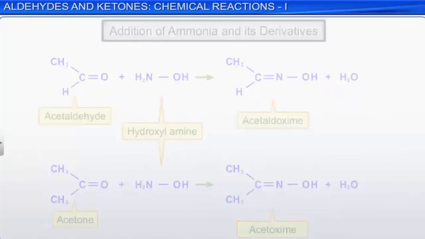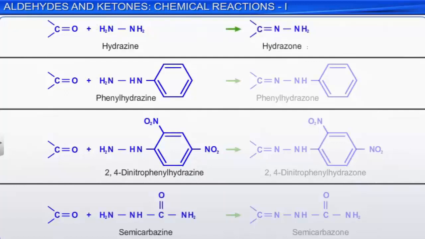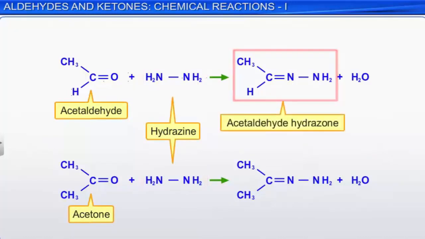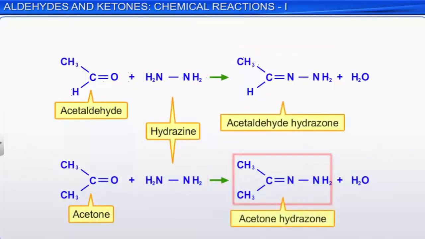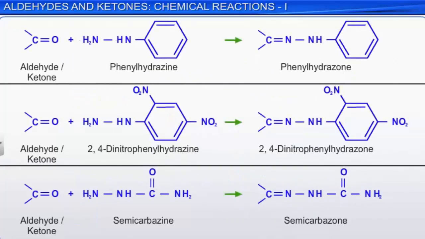Aldehydes and ketones react with hydrazine, NH2NH2, and its derivatives such as phenylhydrazine, 2,4-dinitrophenylhydrazine and semicarbazide to form the corresponding hydrazones. For example, acetaldehyde and acetone react with hydrazine to form acetaldehyde hydrazone and acetone hydrazone respectively. Similarly, they react with hydrazine derivatives and form the corresponding hydrazones as shown in the equations here.